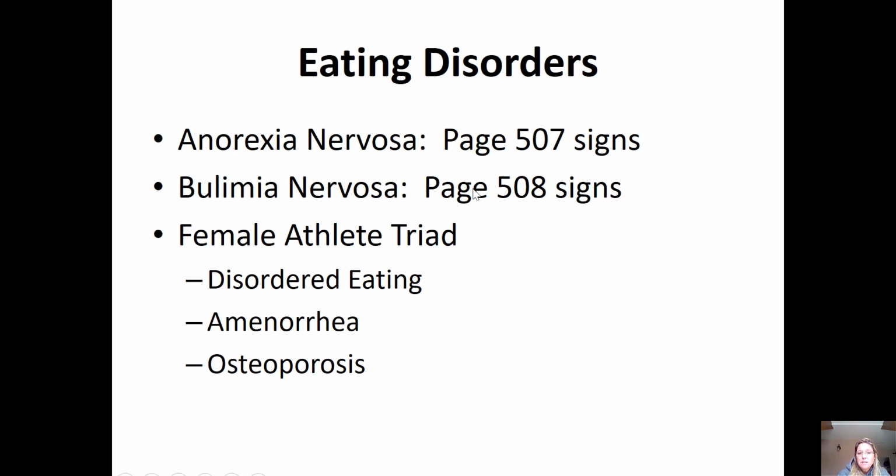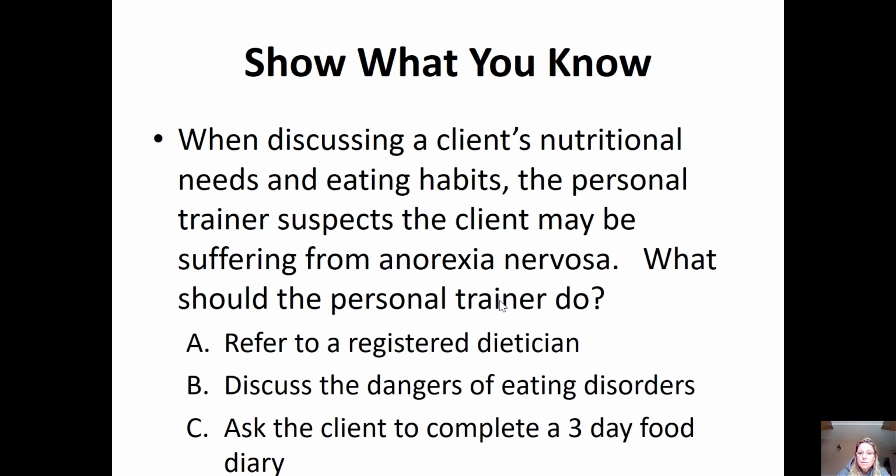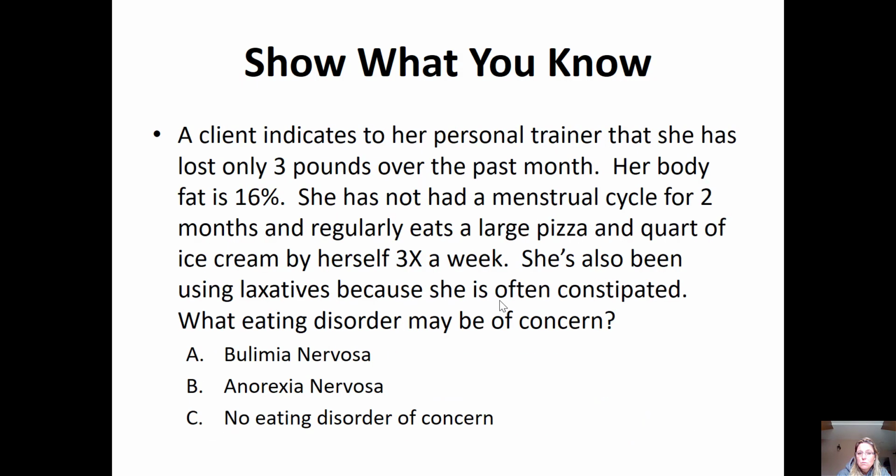Also in that chapter, it does talk a little bit about anorexia, bulimia, female athlete triad. So I'd like you to read through page 507 and 508 for signs and symptoms of these 2 eating disorders, but also that female athlete triad. Look at the 3 things that compose the female athlete triad too. So when we meet again, I'm going to ask you to figure out these answers to these questions under Show What You Know.